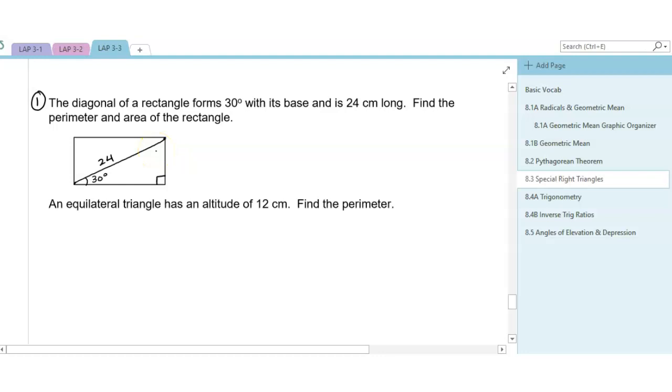90 degree triangle. And so what you want to do is you want to find the perimeter and the area of the rectangle. So it would help to know the missing sides over here. Go ahead and find the missing sides and use those missing sides to find the perimeter, which is adding up all the sides, and then the area, which is going to be the length times the width. Pause the video now.